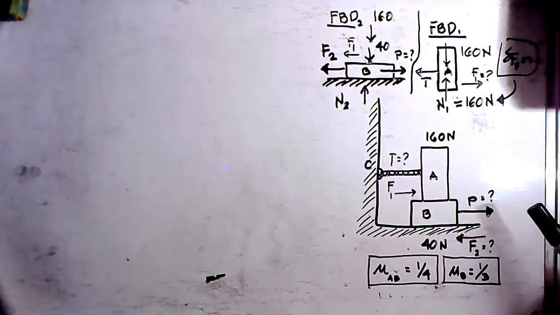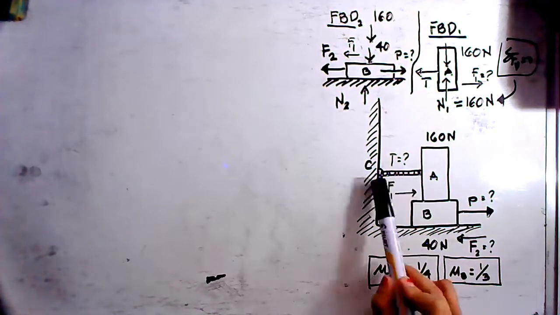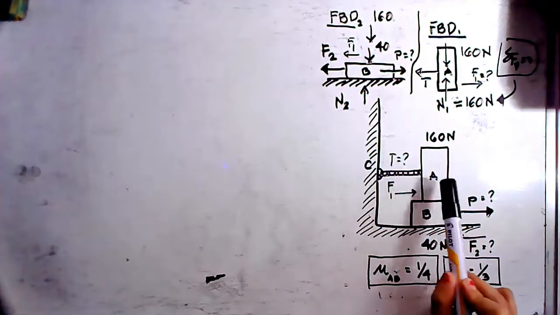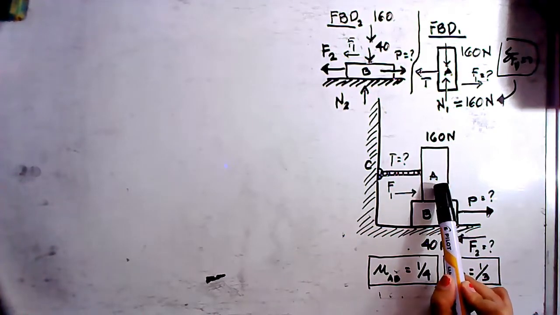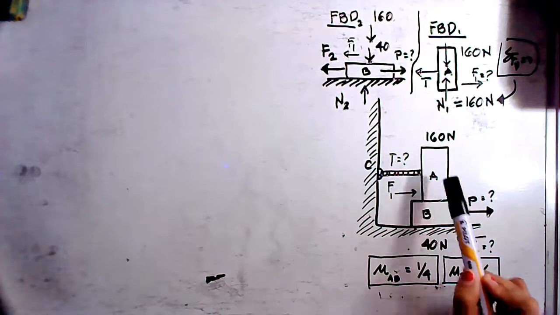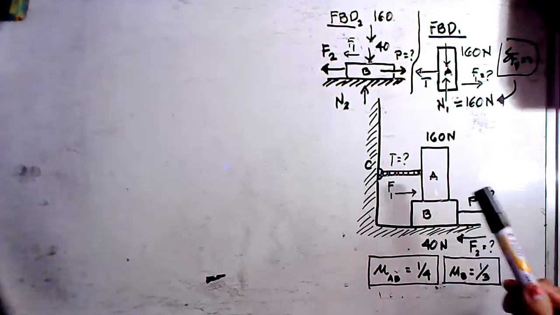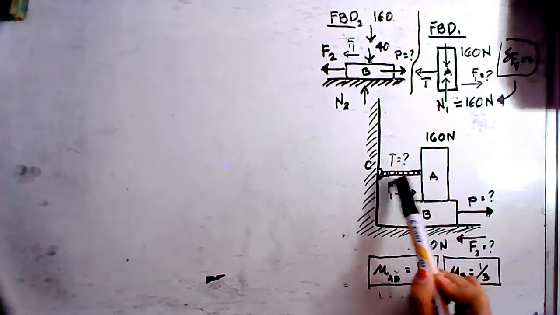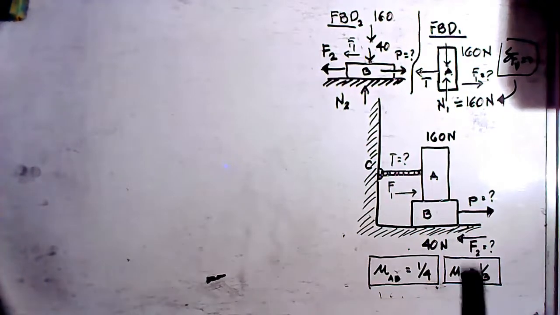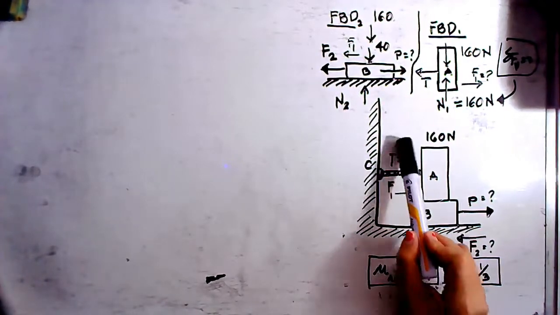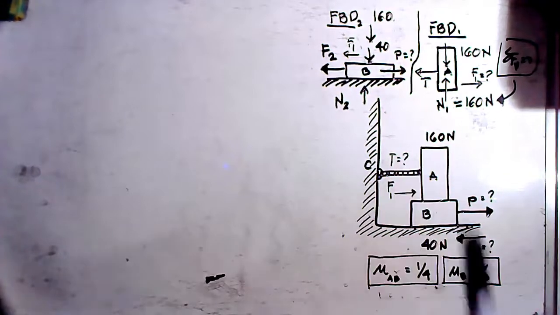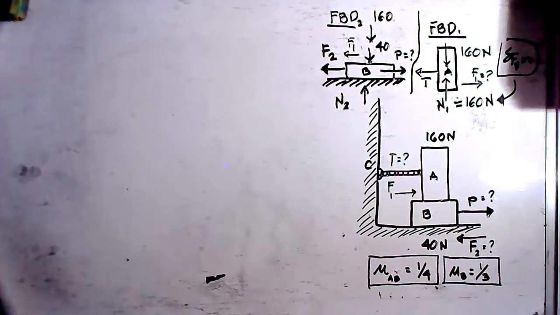The next question is, what is the tension in the string attached to the wall C? So remember, since the string is attached to the wall C and it is connected to block A, whenever there is a motion in block A, tension is created in the string. So what we need to do is to determine the value of that particular tension force. That is the second question.